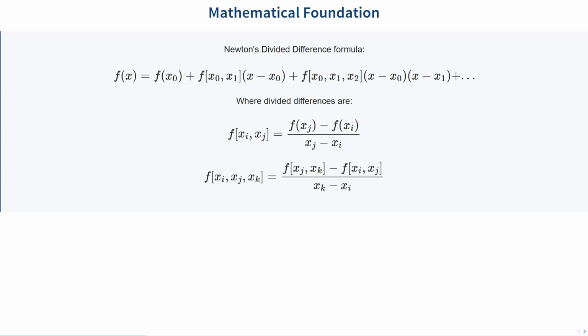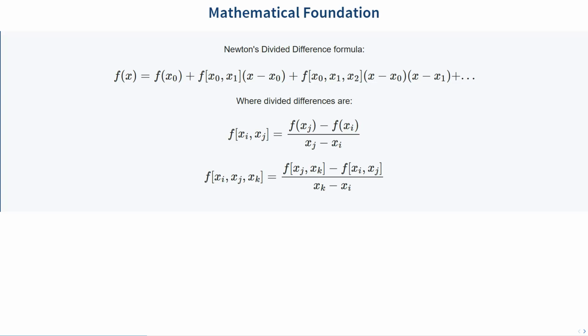So Newton's divided difference formula is f(x) equal to f(x0) plus f(x0, x1) times (x minus x0) plus f(x0, x1, x2) times (x minus x0)(x minus x1), plus so on. Where the divided differences are: f(xi, xj) is nothing but f(xj) minus f(xi) divided by xj minus xi, and f(xi, xj, xk) is f(xj, xk) minus f(xi, xj) divided by xk minus xi.